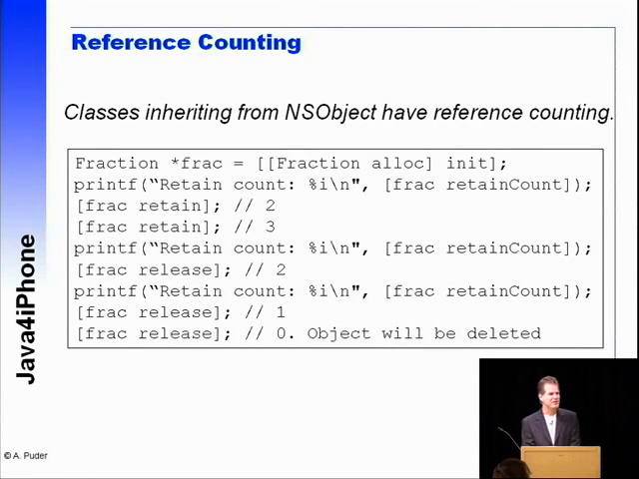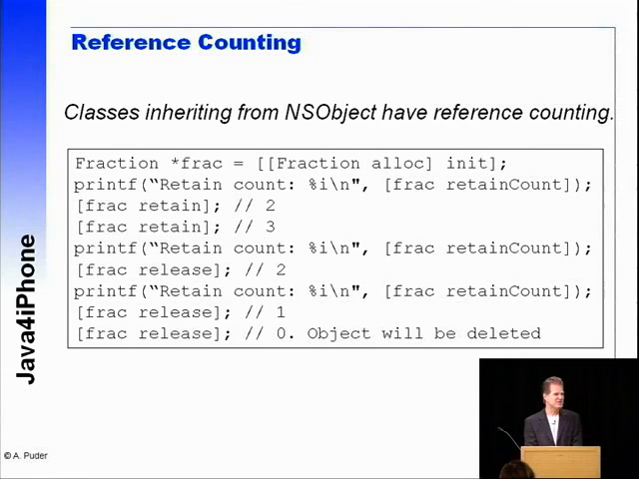There's one message called retainCount, and that just returns the current reference count for that object. So after you immediately create the object, the reference count would be 1. And you can send an object the retain message, and that would simply increase the reference count by 1. So you can see how the reference count will be bumped up twice here by sending the retain message twice.